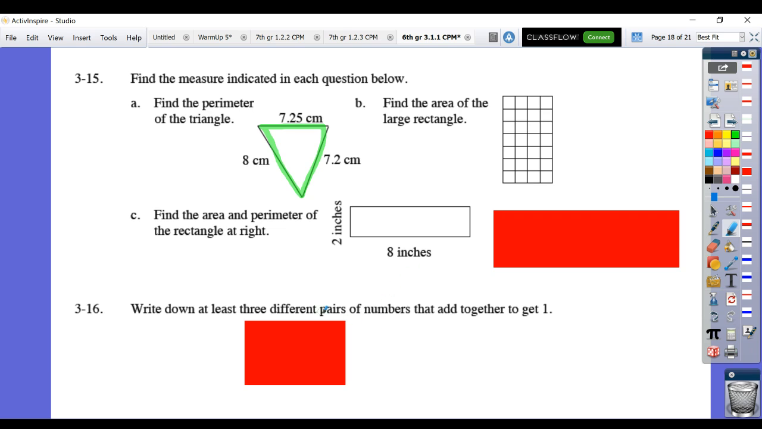Then for 3.16, they want you to write down at least 3 different pairs of numbers that add together to give you 1. So those could be fractions, those could be decimals. You're going for pairs of numbers that'll add up to 1.